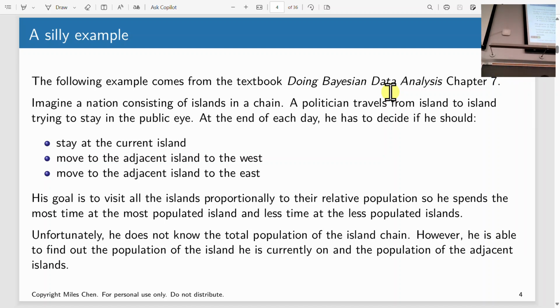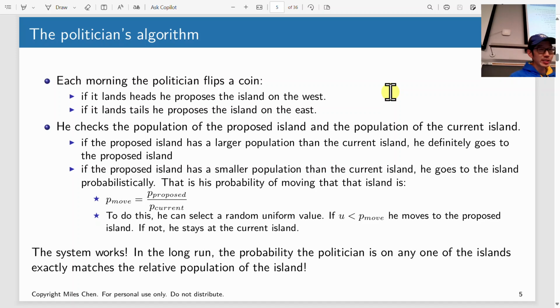I'll draw something on the board here. All right, so we got these islands. And he's going to start, say right here, okay? And he can decide, all right, do I go to that island? Do I go to this island? Or do I just stay at my current island, okay? And he can figure out, okay, what's the population of my current island? What's the population of the islands next door?